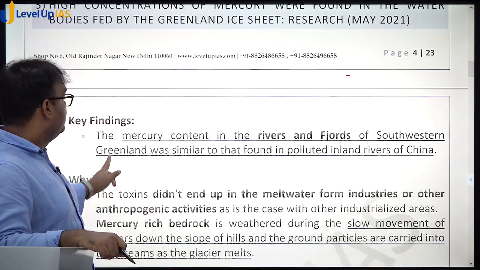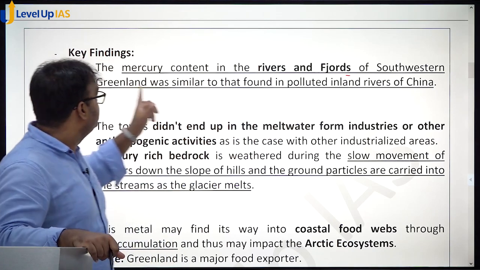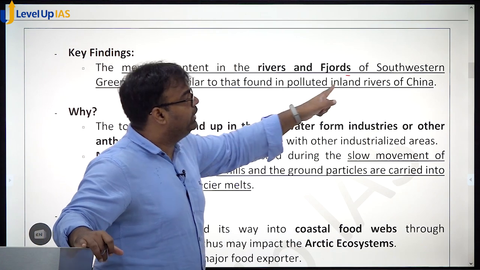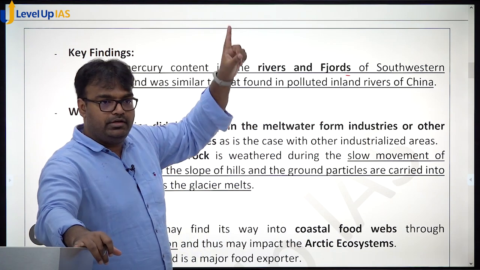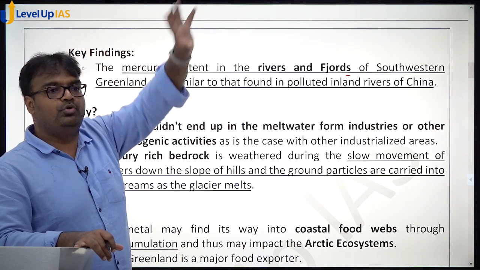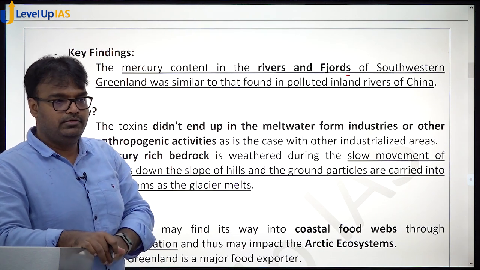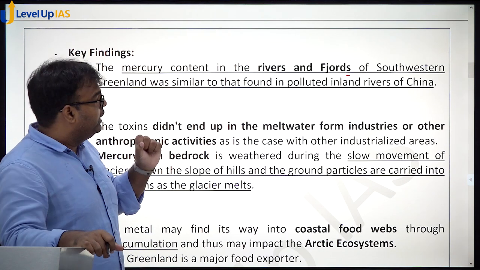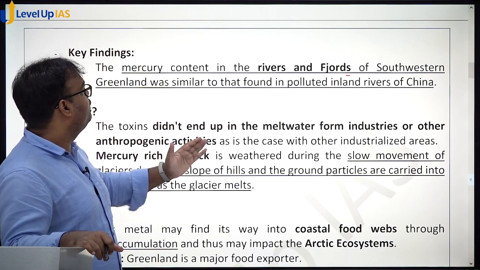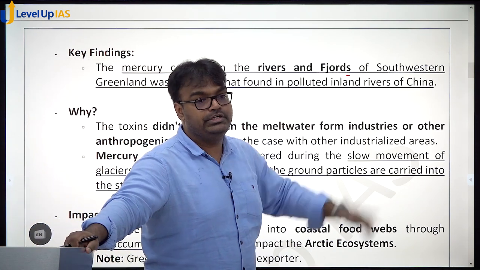So what is it saying? The mercury content in the rivers and fjords of southwestern Greenland was similar to that found in polluted inland rivers of China. You know Greenland? It's an island, right? Going up over Europe, in the north and east of Europe, there's this island. Okay, here in the rivers and fjords, the mercury level was similar to the mercury level found in polluted rivers in China.